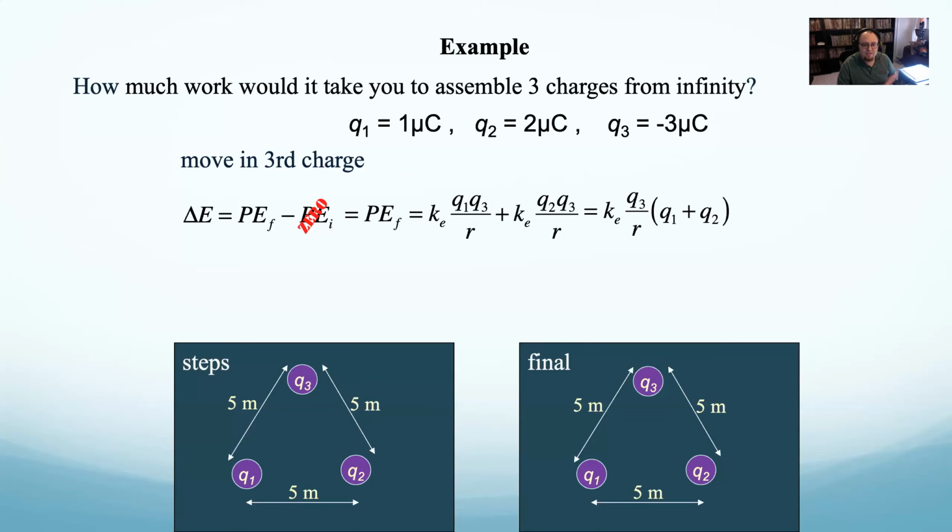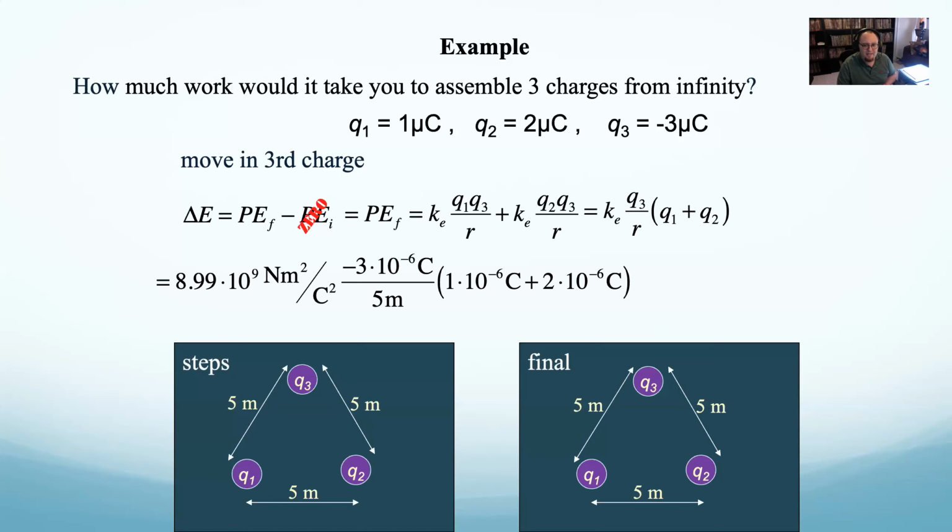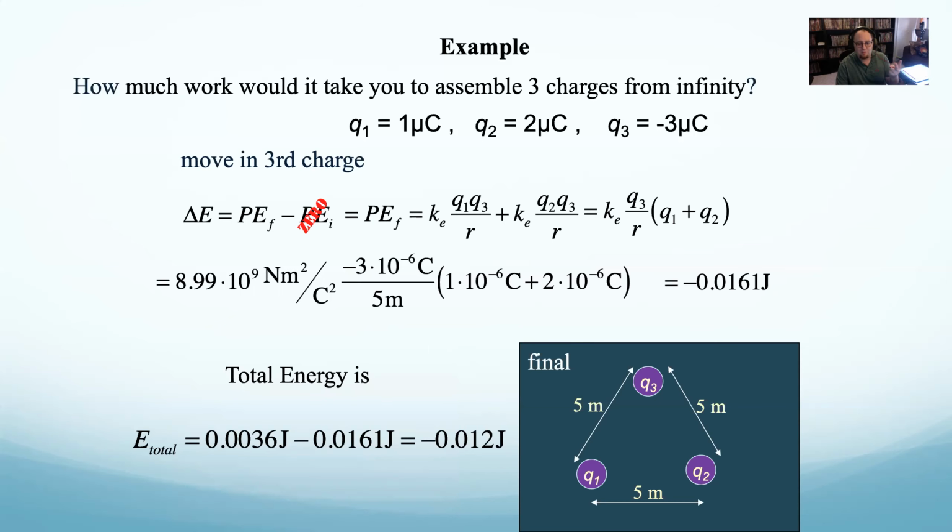And so the potential energy to bring in the third one is going to be k e Q3 over r times Q1 plus Q2. And it will take this many joules to be put in. And therefore, the total energy it takes to create this will be the energy to add the first one, which was 0, plus the energy to add the second, which is 0.0036 joules, plus the energy to add the third, negative 0.0161 joules. And so it actually would take negative energy to do it. It'll just suck itself right in once you start bringing the third guy, because it's a negative value.